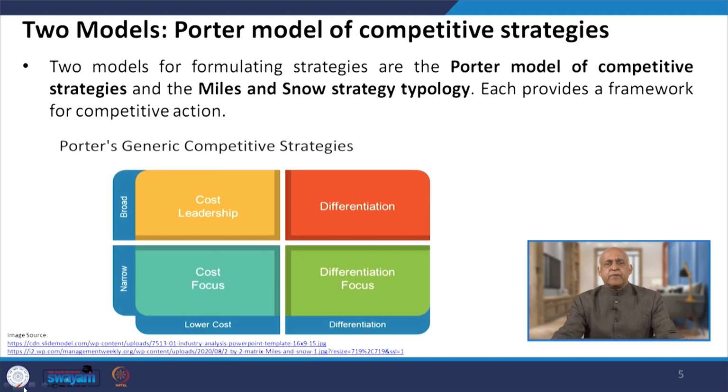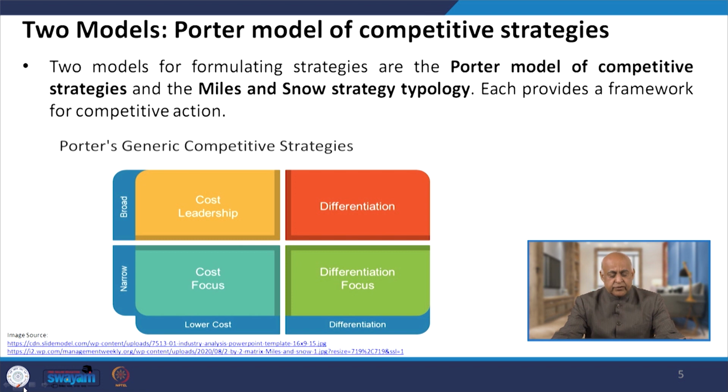So, two models have been proposed here. First we will talk about the Porter model of competitive strategies. Two models for performance strategy are the Porter model of competitive strategies and the Miles and Snow strategy typology, which we will be discussing. Porter's generic competitive strategies: here are certain suggestions. You can design the strategy for your own organization while taking the clue from this slide.